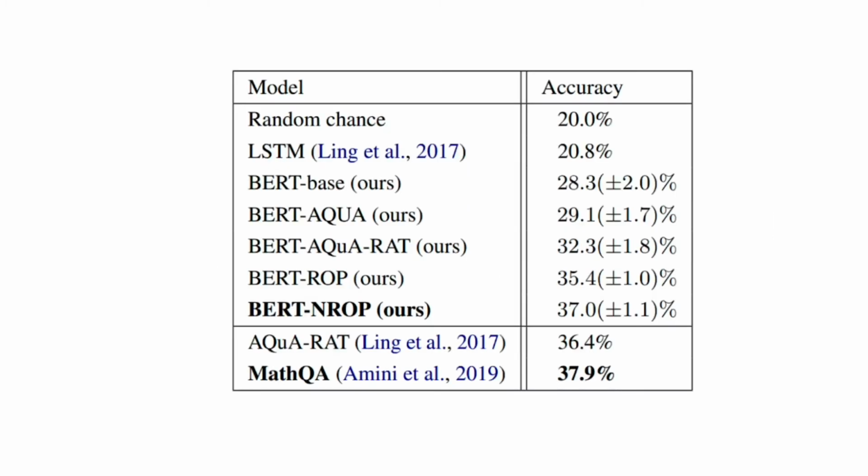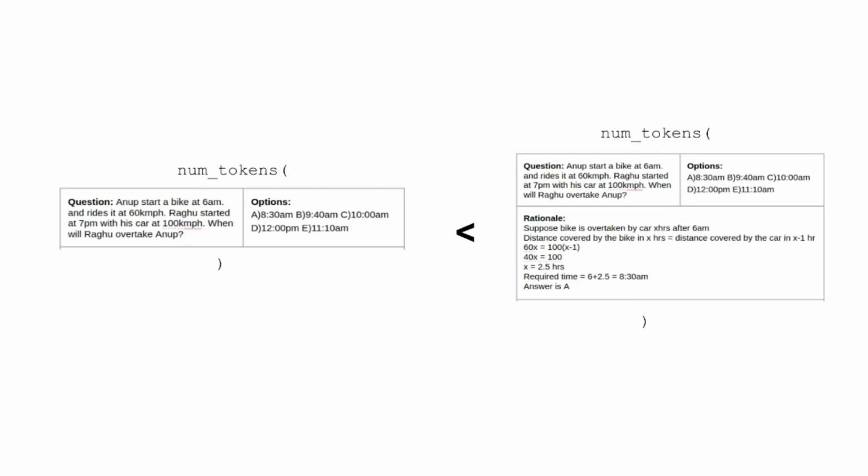BERT with additional NROP training achieves state-of-the-art results across the models with low inductive biases, and even on par with more tailored models. The results also show that both our hypotheses hold. Rationales improved the results, and NROP improved it even further. However, one could argue that BERT AQuA-RAT with training on rationales was better than BERT Aqua, simply because the model had access to more data.